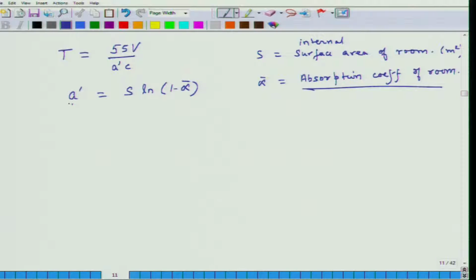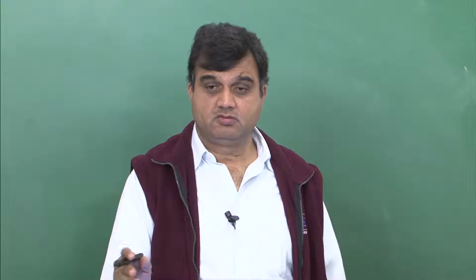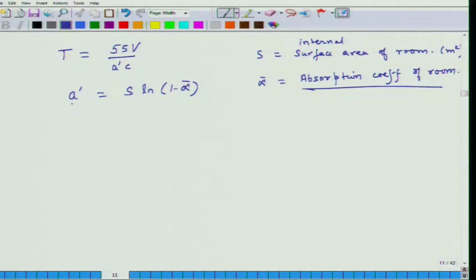So the dimensions of A are mathematically the same as that of S, but in the foot-pound system, at least when we prescribe A prime, we call it Sabines. Mathematically it would be foot square, but the proper term to use is Sabines, because it's not the internal surface area, it is that multiplied by natural log of 1 minus alpha. So if I know S, which I can very easily calculate for a given room because I can measure, and if I know alpha bar, then I know A prime and I calculate T. But then what is alpha bar?